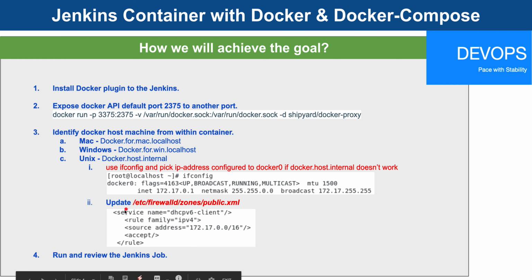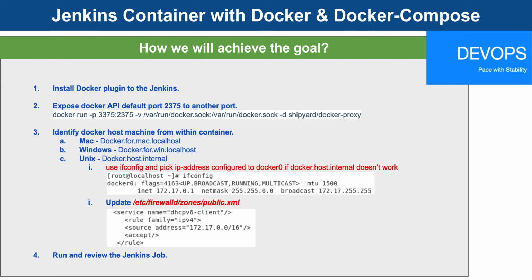Once I have done this, then step 2 is about updating the firewalld public.xml file, and then I added this rule so that it will allow the traffic from my Docker container to my localhost machine. And then the fourth point is just run and review the Jenkins job. Don't worry about all of it because in a few minutes you will see how easy it is to implement altogether.